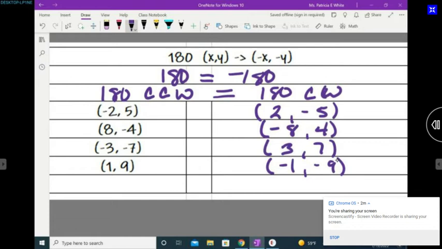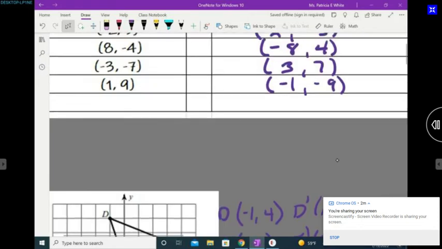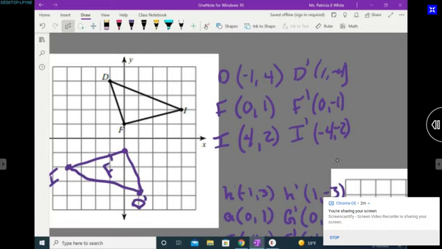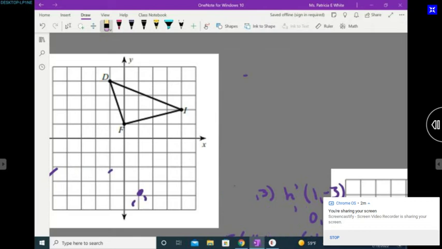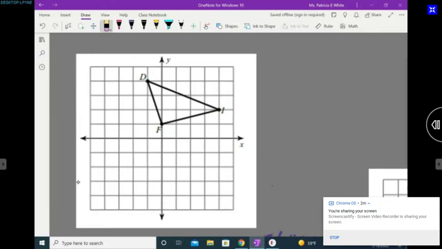All right, go down. This is 90. This is 90. Flip your paper over. No, this is 180. Turn your paper over. We're looking at DFI. Anything up there is on your paper. What's the rule for 180? Opposite of x, opposite of y.